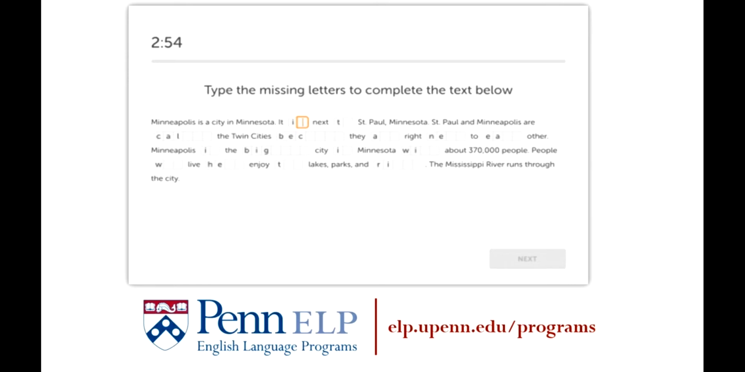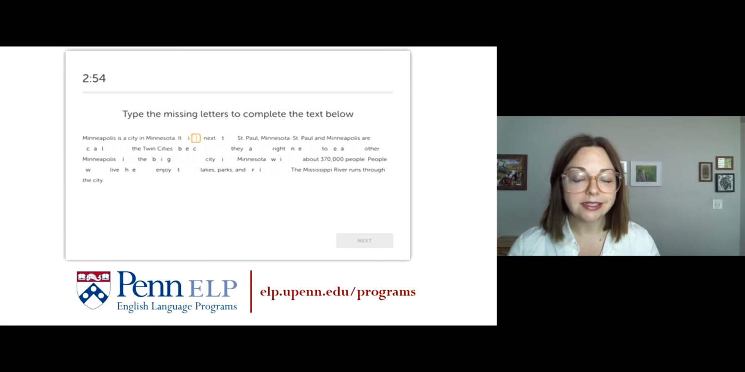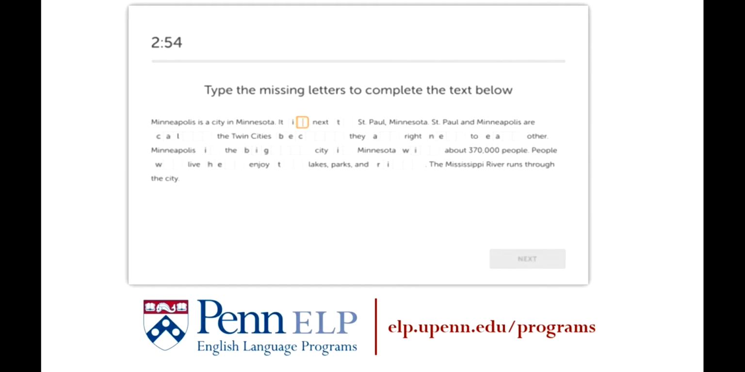Minneapolis is a city in Minnesota. Okay, now let's look at the last sentence. The Mississippi River runs through the city. Now, this doesn't seem to be a story, and it doesn't seem to include an opinion. So I think we can reasonably guess that this is an informative paragraph. So it has information about a place, and in this case, Minneapolis is the place.